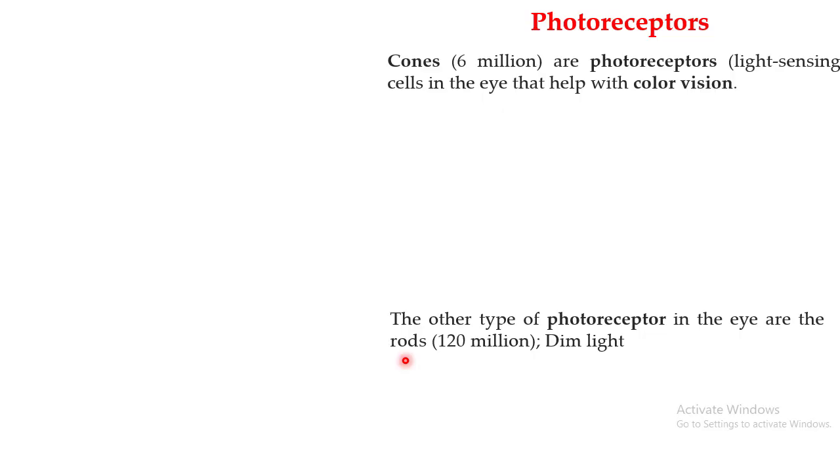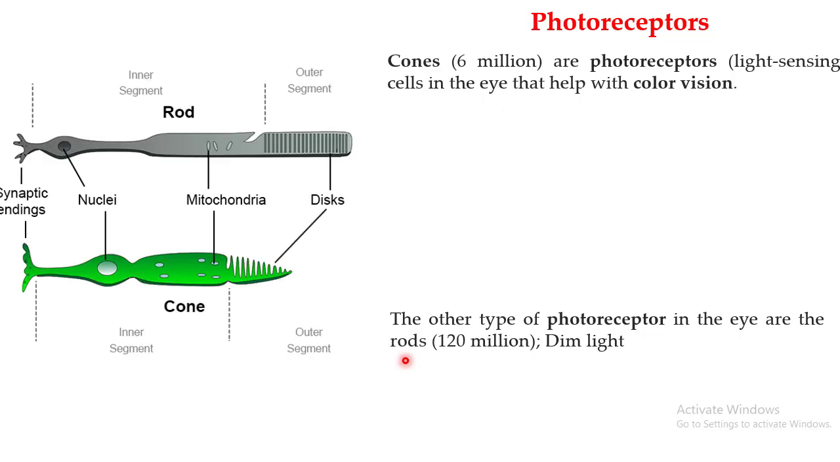If you look at the structure of these cones and rods, just like other cells they have mitochondria, nuclei, and synaptic endings. These synaptic endings connect the cones and the rods to the brain, thereby helping you see things, whether through the cones or the rods.